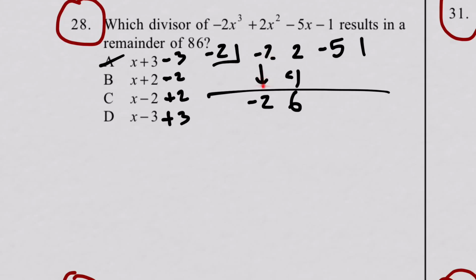Let me repeat that again. Bring down the negative 2. Negative 2 times negative 2 is 4. 2 plus 4 is 6. Negative 2 times 6 is negative 12. Negative 12 and negative 5 is negative 17. Negative 2 times negative 17 is positive 34. And 34 and 1 is 35. So that's not what I want. I want 86, so it's not B. Let's do it again.